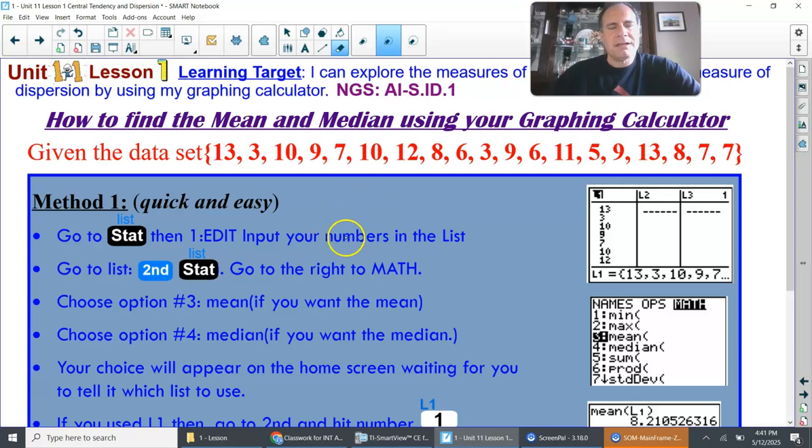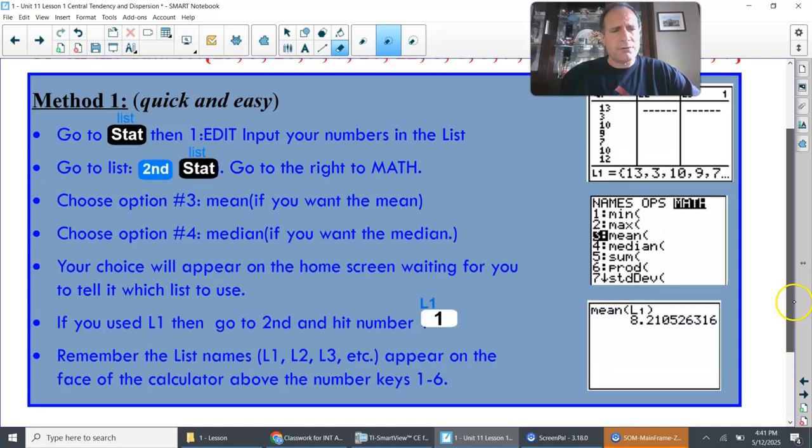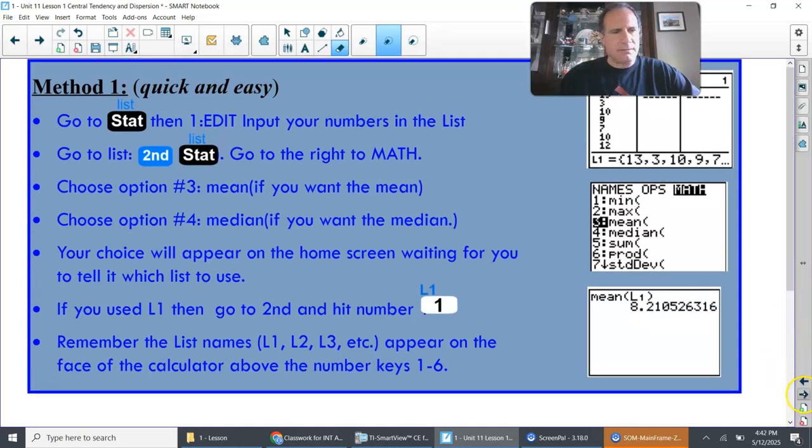So the median is the middle number, and normally by hand you would actually have to write the numbers down from least to greatest and cross off each side. I'm sure everybody's done that, but now we're in algebra, we're not going to do that. We're going to have the graphing calculator do that. This is the first method, and it's quick and easy. But I'm not going to use this method only because I really like the second method.